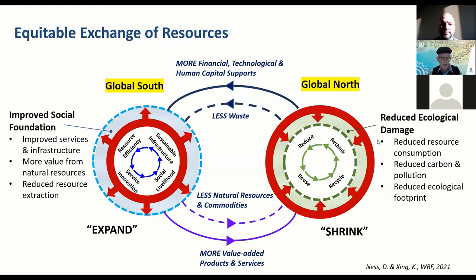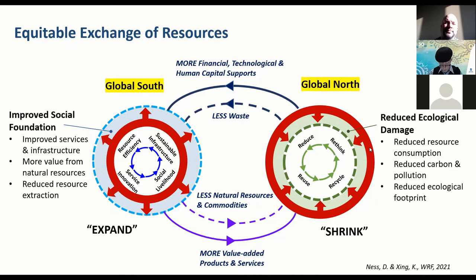And just quickly moving on, I'll quickly go over the slide because I think we're getting close to about 40 minutes. My colleague and I developed this conceptual model for the recent World Resources Forum to guide more equitable exchange and trade between the North and the South. So on the right, you can see a country, say, from the global north has to shrink its consumption, while the country in the south can expand its consumption somewhat for its infrastructure and services. And on the right-hand side, the richer countries, such as Australia, must reduce their ecological damage. They must stop going beyond the boundary of the safe living space, and they must reduce consumption by sufficiency, circularity, and so forth.